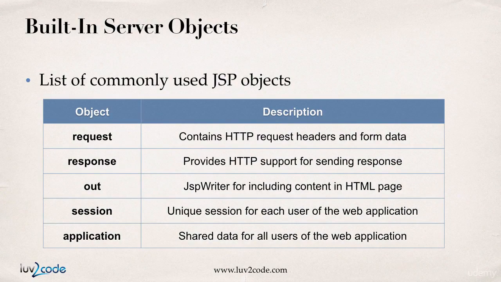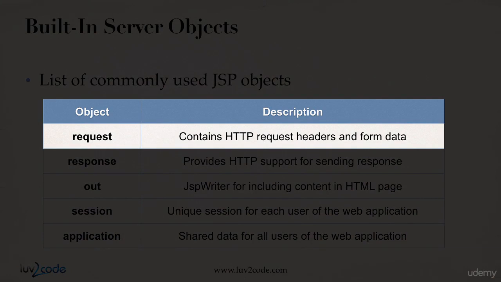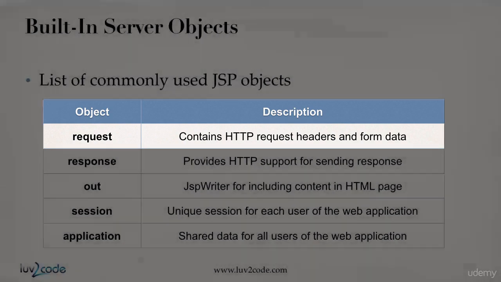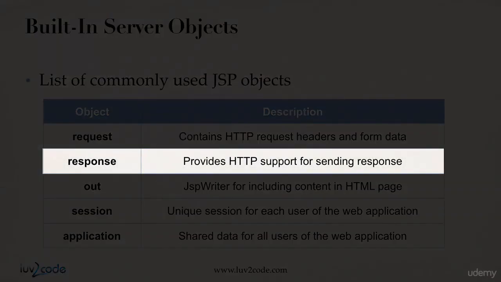So here's a list of the commonly used JSP server objects. Starting here at the top with the request, it contains information about the HTTP request headers and also form data. We're going to use this a lot in some of the following videos for reading form data. There's also the response object for sending back HTTP specific information, and we'll use this also in the following video on making use of cookies.